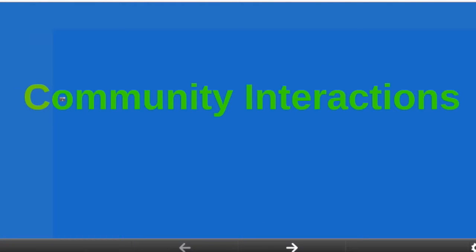For this lecture, we'll be discussing community ecology. Community ecology revolves around community interactions. To better understand community ecology, we must first understand what a community is. A community is all the species that live in a given region. So this includes multiple populations interacting together.